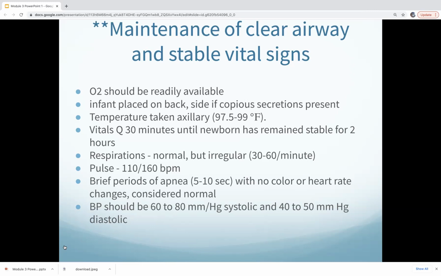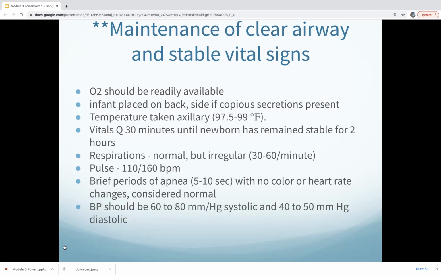Your O2 is there. You want to be taking the baby's temperature. It should be between 97.5 and 99. They're going to have their vitals taken every 30 minutes until stable for 2 hours. Normal newborn respirations are 30 to 60 respirations per minute. They may be irregular, and that's okay. Tell mom they may have some brief periods of apnea. As long as there's no color change and everything else is normal, that is normal. Periods of apnea lasting greater than 10 seconds with other signs of distress are a concern.